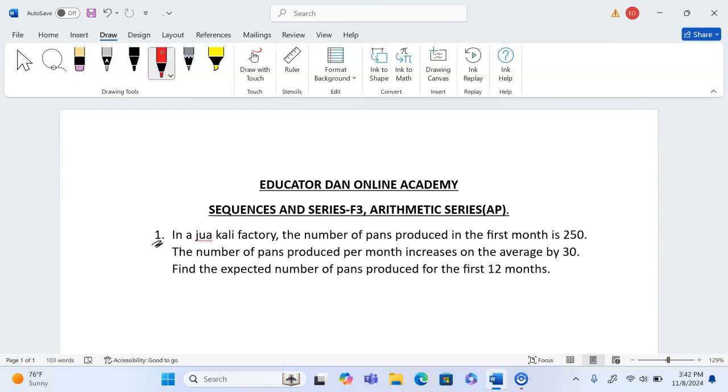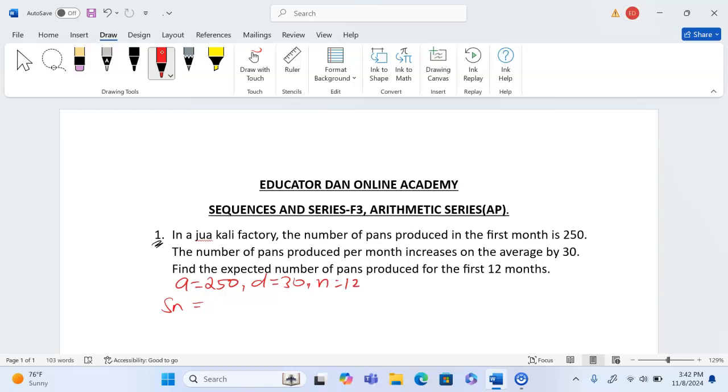The first month we are producing 250, giving us the first term as 250. We have been told that the number increases on average by 30, giving us our common difference of 30. Find the expected number of pounds produced, that is the sum of any terms, for the first 12 months, giving us our n to be 12.